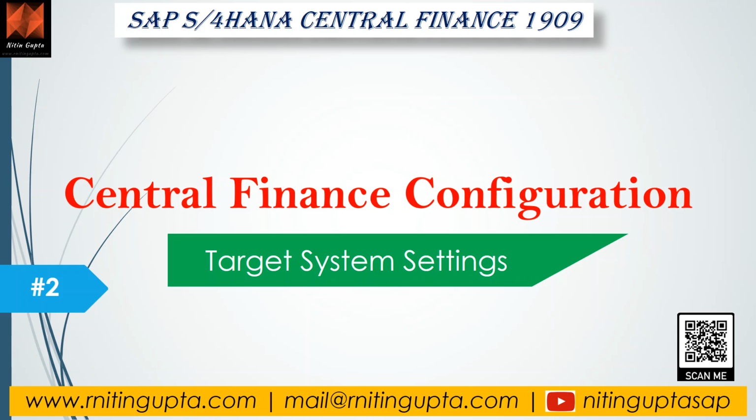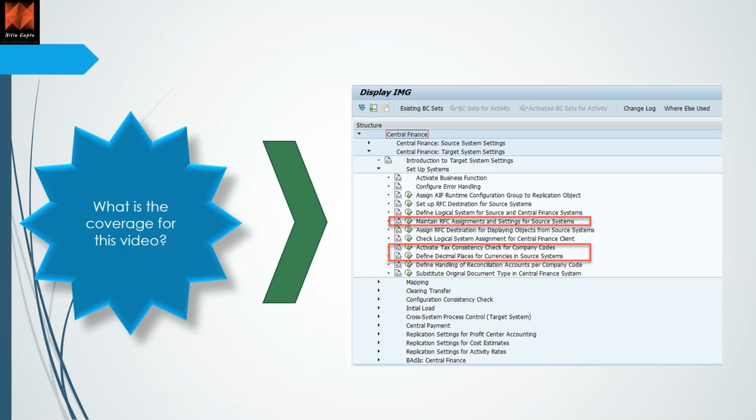So in continuation with the configuration videos, this is the second video where we are working on the target system settings in Central Finance. In the previous video we covered activate business function and assign AIF runtime configuration group to replication objects. In this video we will cover the highlighted area, where we have maintain RFC assignments, activate text consistency check for company code, and decimal places for currency in source system.